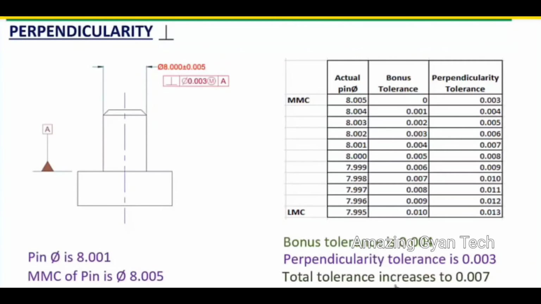So this pin at the size of 8.001, when it is produced, can have a perpendicularity tolerance up to 0.007. If your component, after checking that the diameter is 8.001, has a perpendicularity of say 0.005, it is accepted. If the perpendicularity is at 0.007, it is accepted. When it goes beyond 0.007, it is rejected, provided the pin diameter is 8.001.